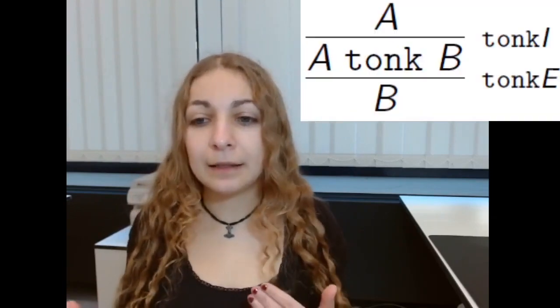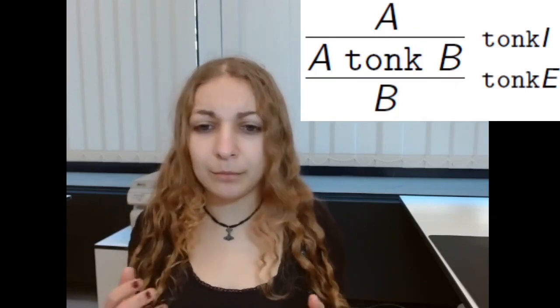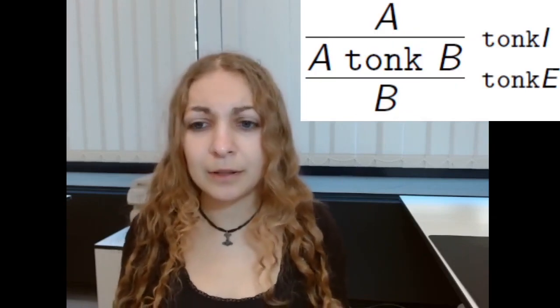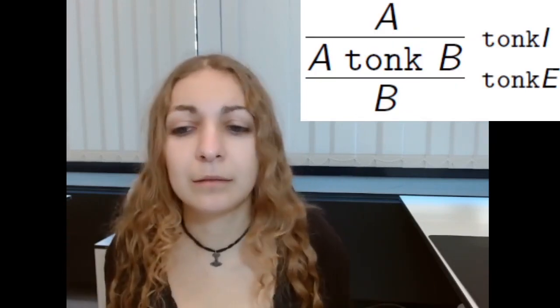And Tonk fails to adhere to this principle, of course, because it cannot be said that a proof of B, in our example, is already contained in A.